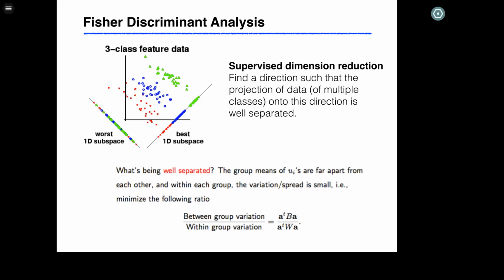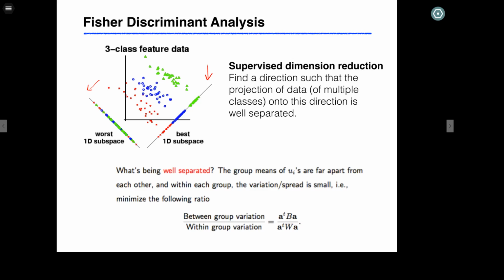So we want to find a direction such that if we project our data onto that direction, we get a bunch of one-dimensional numbers, and then we want to see the data are well separated. For example, for this picture, the data are in two-dimensional space, and they are from 3 classes. And here we list 2 directions, the best direction and the worst direction. We know the one on the right is correct, because once we project data there, we see the 3 groups, green, blue, and red, are well separated.